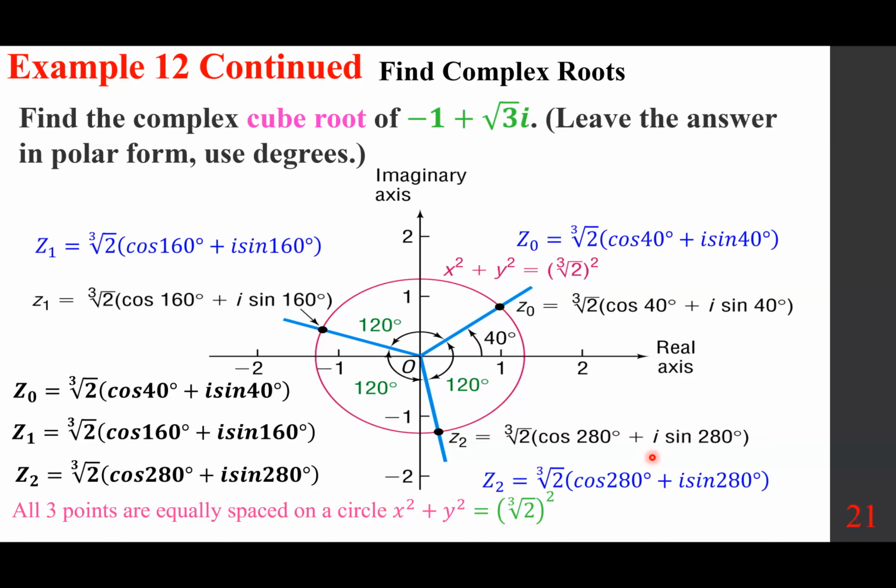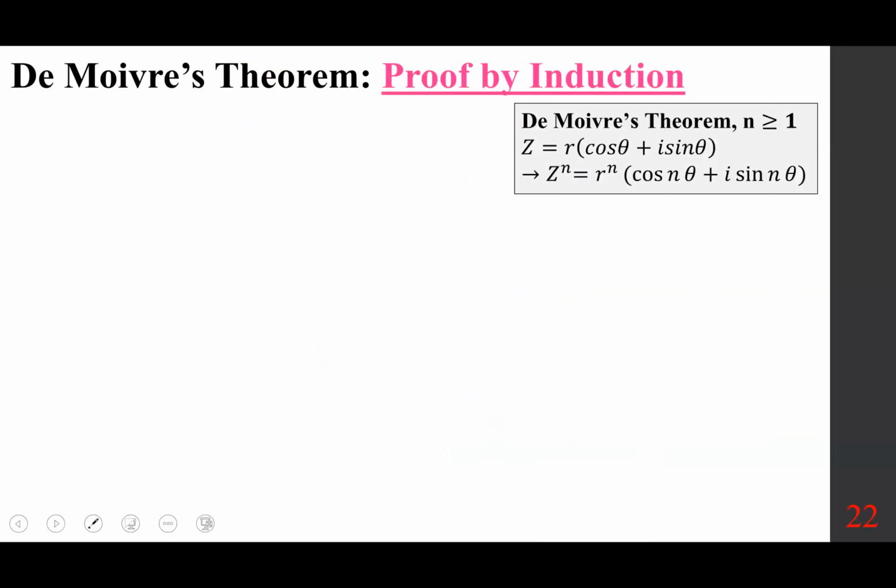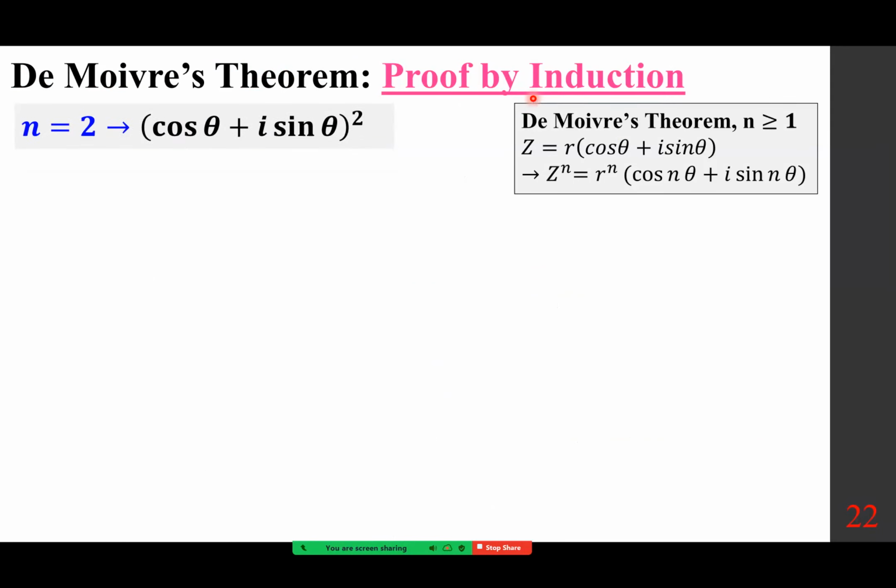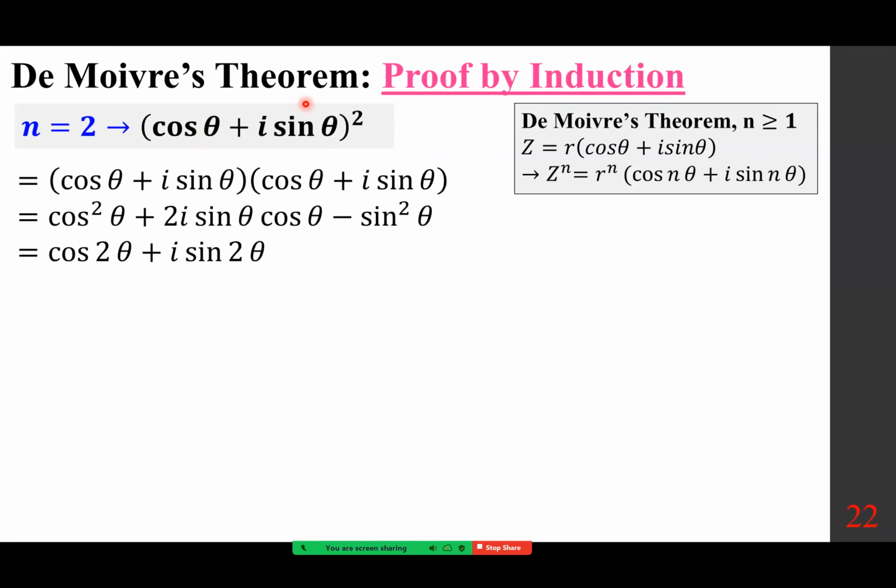The proof is by induction, and you're not responsible for it. But for example, you do n equals 2, n equals 3, and so forth. n equals 2, you raise this to the power of 2, which is basically this one times this one, cosine squared plus 2 times i cosine theta sine theta, plus i sine theta squared, which makes it minus sine squared theta. And that's the proof for n equals 2.